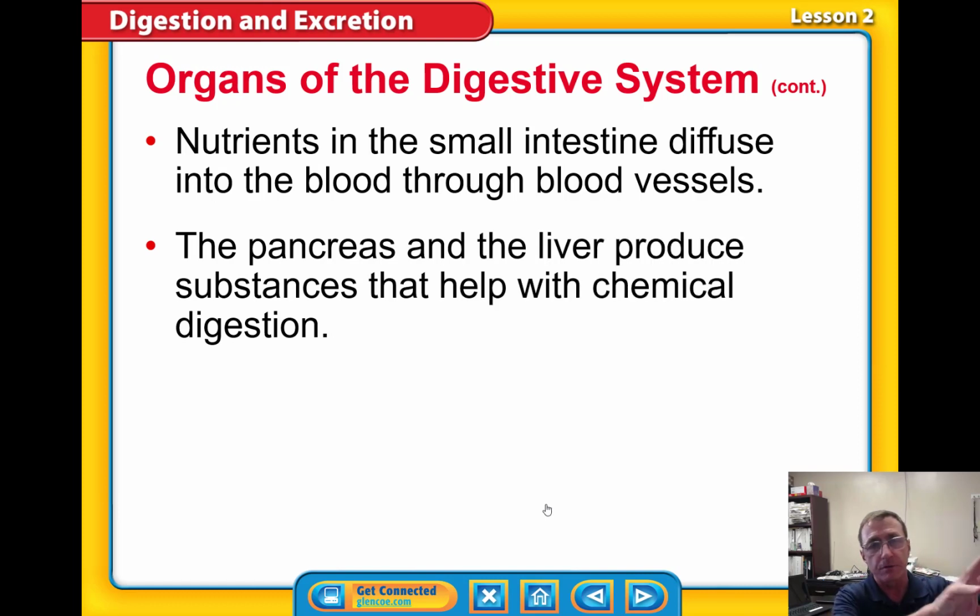The pancreas and liver, those side organs on the right side of our body, next to the stomach or in close proximity to the stomach and intestines, produce substances that help with that chemical digestion, right? We had the mechanical, and now we're into the chemical in the lower part of the digestive tract.